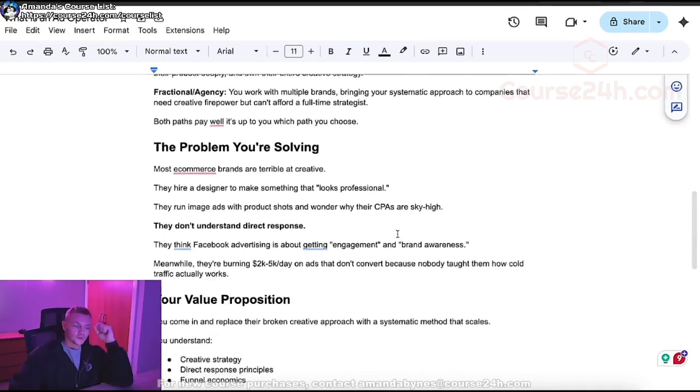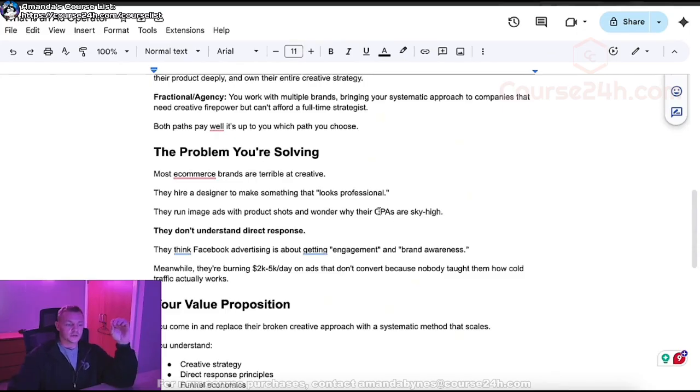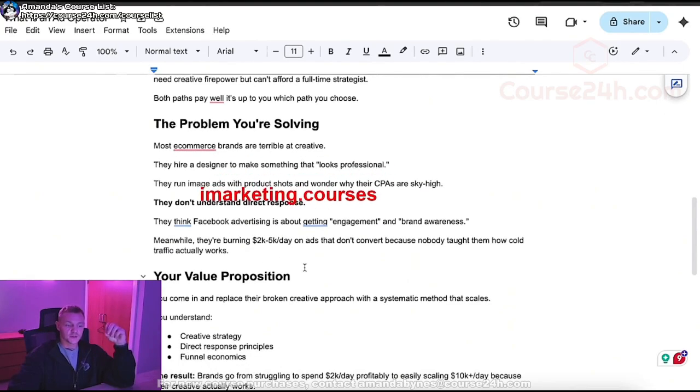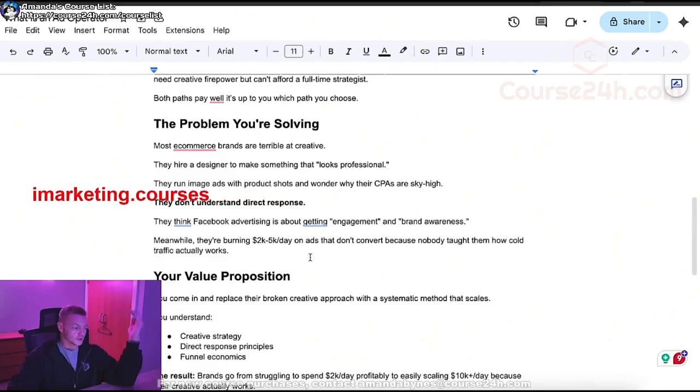Now, the problem that you're solving here, most e-commerce brands are terrible at creative. They hire designers to make something that looks professional or looks pretty. They're running image ads with just product shots and a little headline, and they're wondering why their cost per acquisition is sky high and they can't scale on ads. They're like, oh, Facebook doesn't work for us. It's because they don't understand direct response, and they think Facebook advertising is just about brand awareness and getting engagement, and they still think things like targeting makes a difference. Targeting does not make a difference. All you're doing is putting ads into a CBO and letting the creative do the job. It's all down to creative.